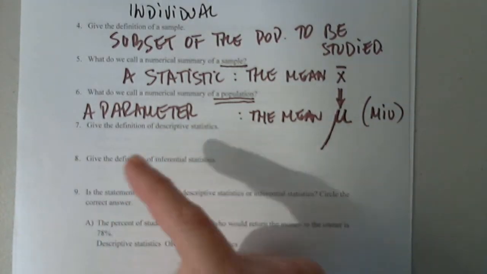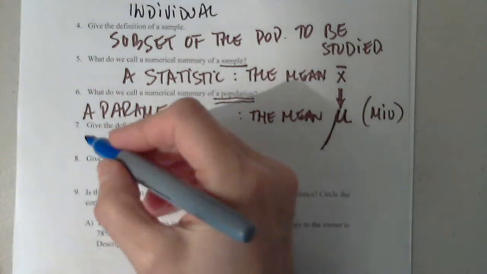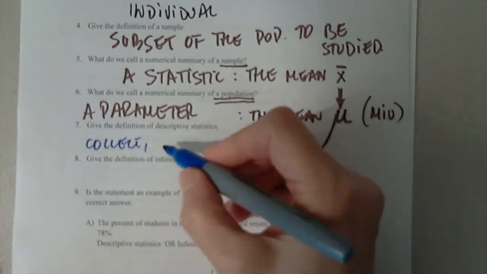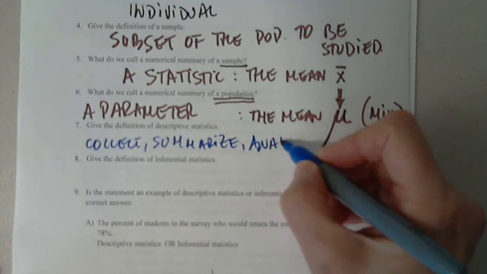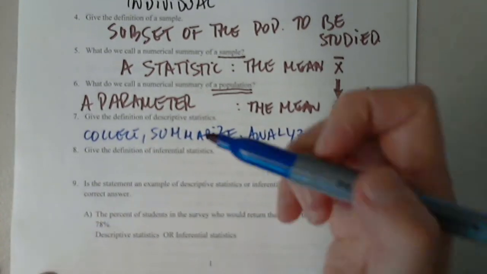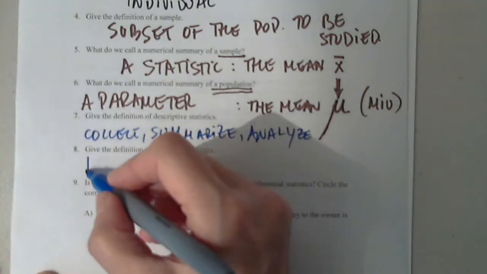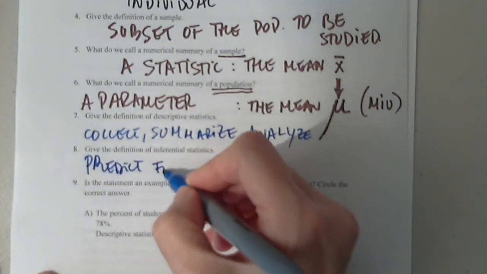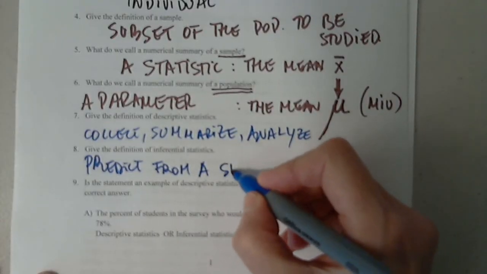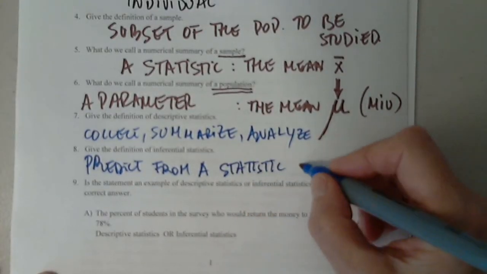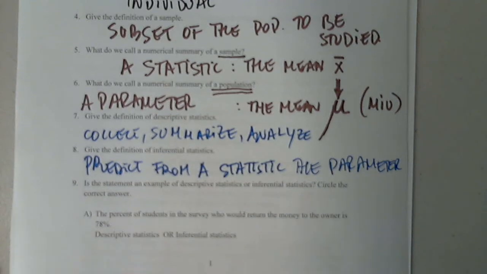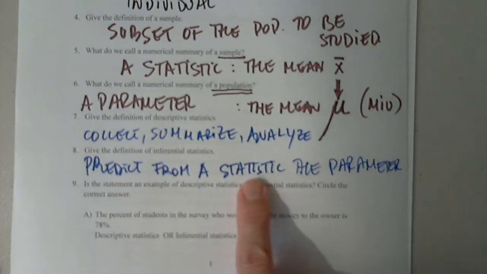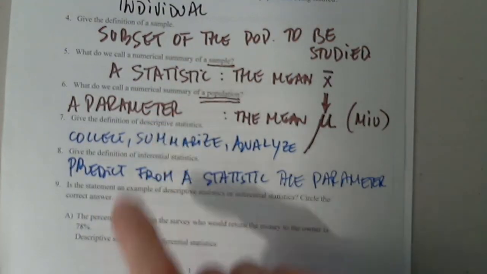Give the definition of descriptive statistics. We know that descriptive statistics, we collect data, we summarize, analyze. Give a definition of inferential statistics. Predict from a statistic the parameter. When we say we make an inference, we say we predict, we draw a conclusion from the statistic about the parameter.